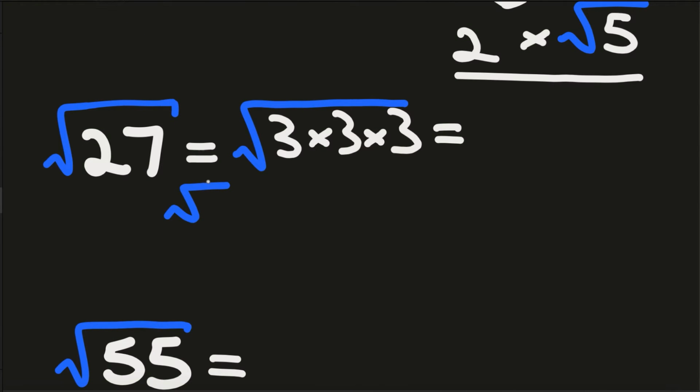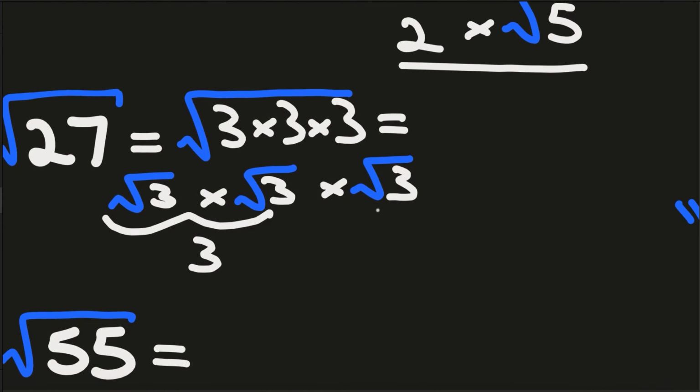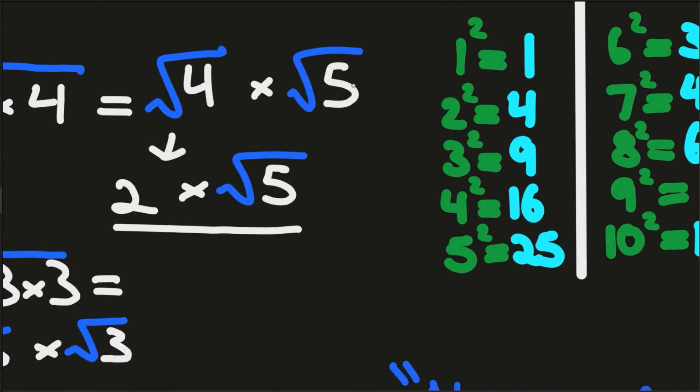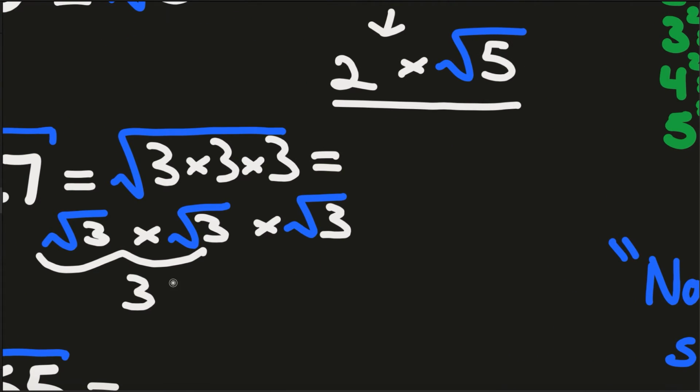This would be the square root of 3 times the square root of 3 times the square root of 3. We know that since we have 2 of the same square roots, the square roots would cancel out. So we're left with 3. The square root of 3 is once again a non-perfect square, and it would lie somewhere in between 1 and 2. So we're left with 3 times the square root of 3.